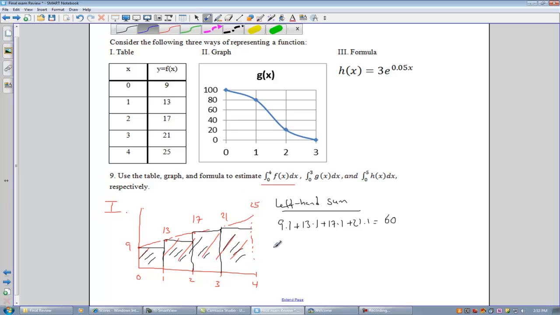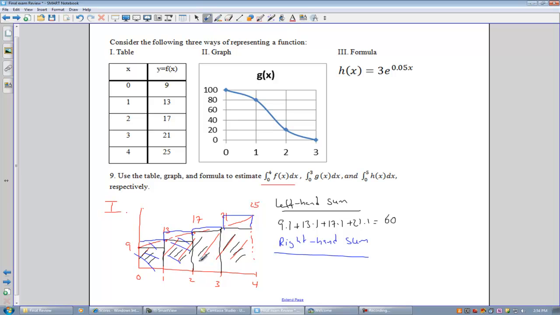Or instead of the left-hand sum, I could use the right-hand sum. So for the right-hand sum, what can I do? Well, let's draw the picture. Instead of starting on the left-hand side, I start on the right-hand side. So I go back and down, go back and down, and go back and down. Now I want to find these areas in blue.